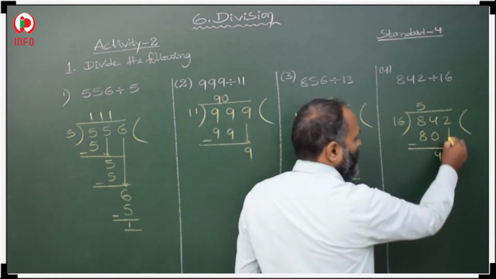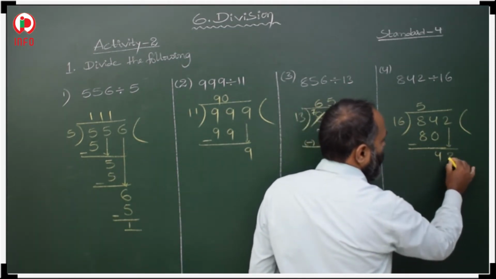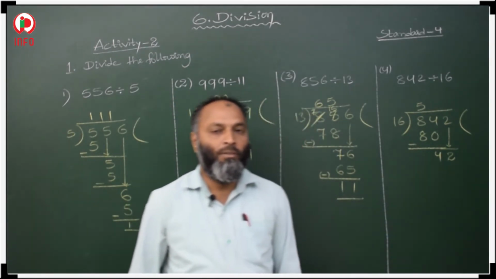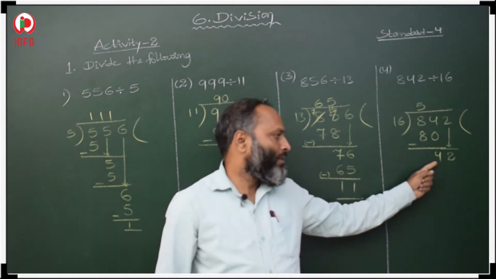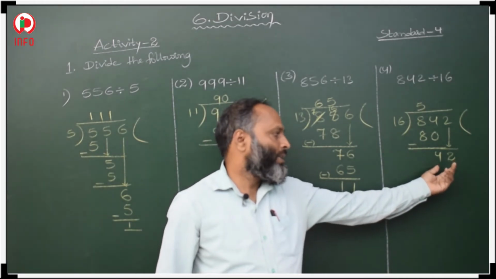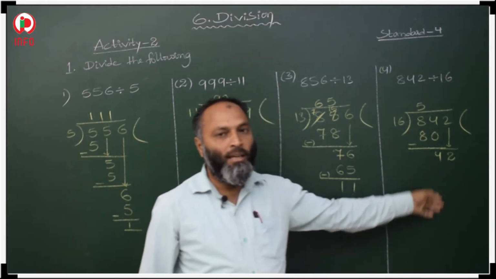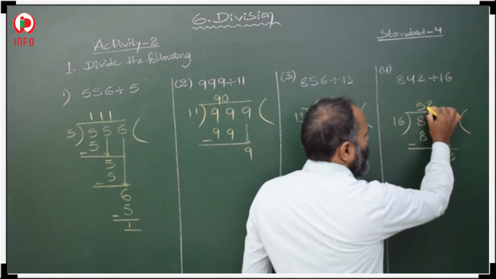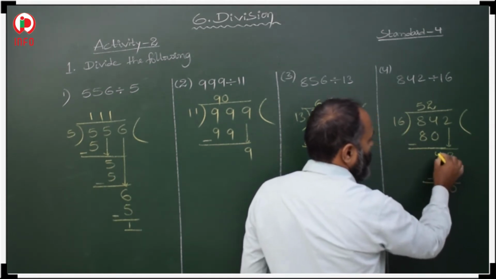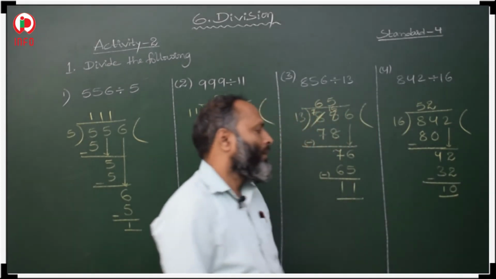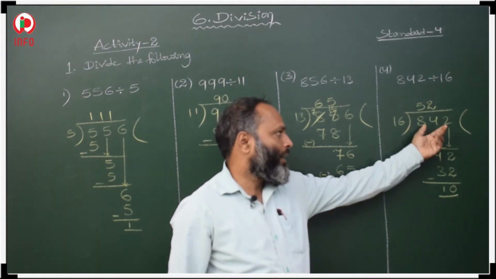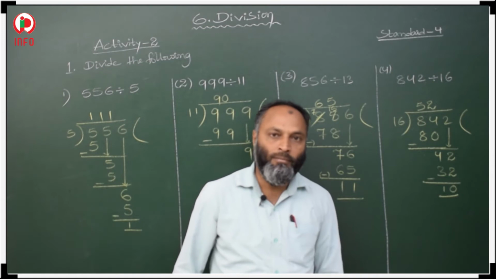Then after that 42. Then in the 16 table we have to check 42, when you will get 42. 16 ones are 16, 16 twos are 32, 16 threes are 48, it is more than this, means 16 twos we have to take. 16 twos are 32, minus 2 minus 2 is 0, 4 minus 3 is 1. This is your remainder, this is your divisor, this is your dividend, this is your quotient. Okay.